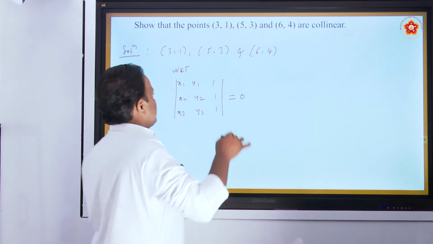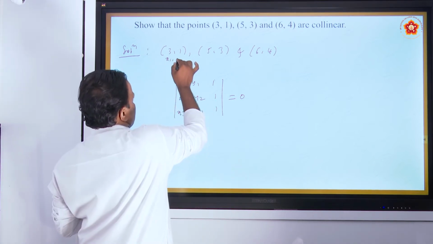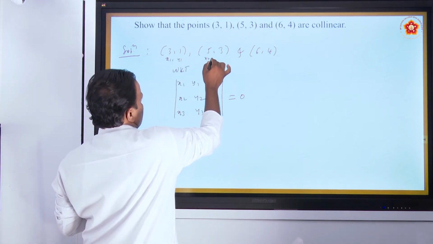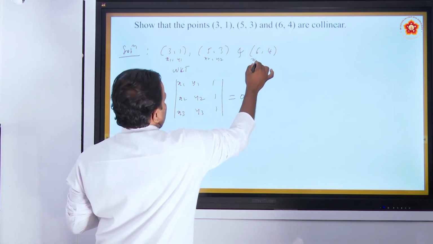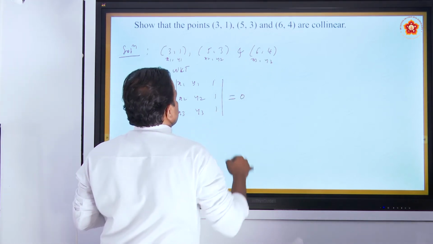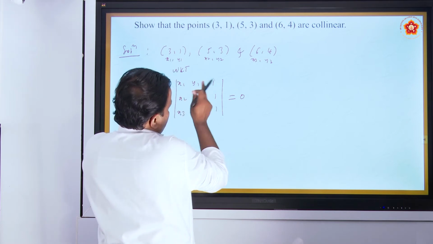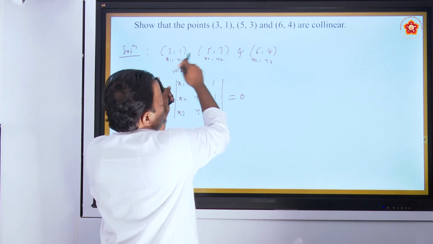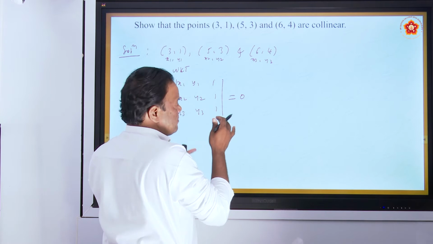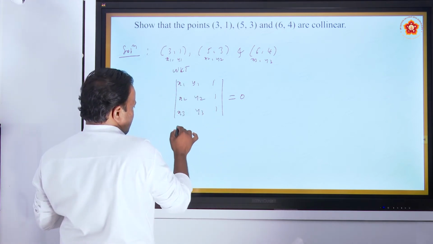So what is x1 here? Give the name x1, y1 for the first point, x2, y2 for the second point, and x3, y3 for the third point. So you can change the names also. You write x1 here and x2, y2 here, x3, y3, whatever it may be. So the answer will become the same. So substitute the values here.